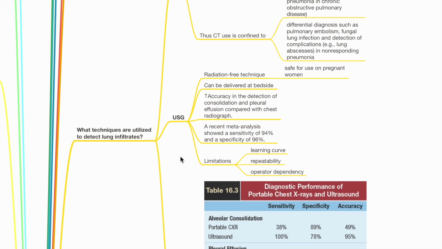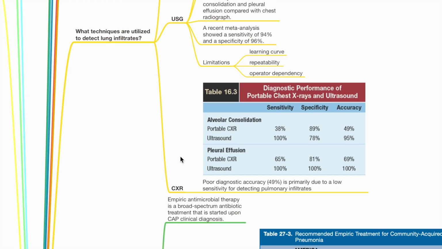Ultrasound lung is a radiation-free technique and is safe for pregnant patients. It can be delivered at the bedside. Lung ultrasound has high accuracy in the detection of consolidation and pleural effusion when compared with chest radiography. A recent meta-analysis showed a sensitivity of 94% and specificity of 96%. Limitations include learning curve, repeatability, and operator dependency. Chest radiograph provides poor diagnostic accuracy of 49%, primarily due to a low sensitivity for detecting pulmonary infiltrates.